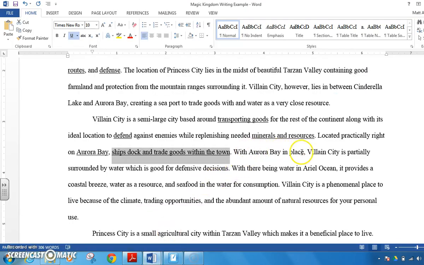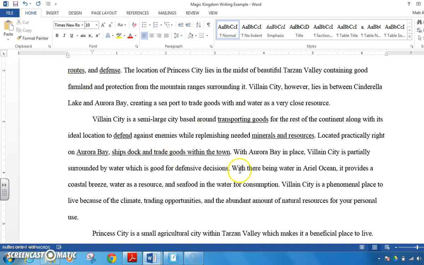Now with Aurora Bay in place, Villain City is partially surrounded by water. Okay, so again, Aurora Bay is your proper noun. And then the elaboration is explaining that it's surrounded by water, which is good for defensive decisions. Excellent. So that's an elaboration. And again, we've got trade routes, which points back to the introductory sentence or the topic sentence, and it's found in the thesis statement.